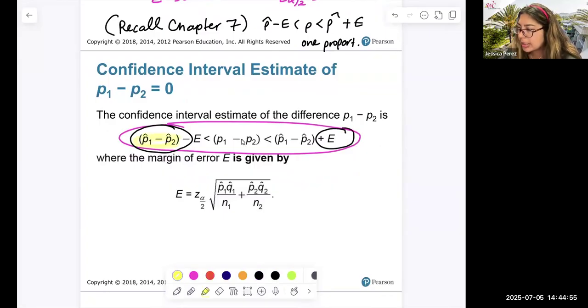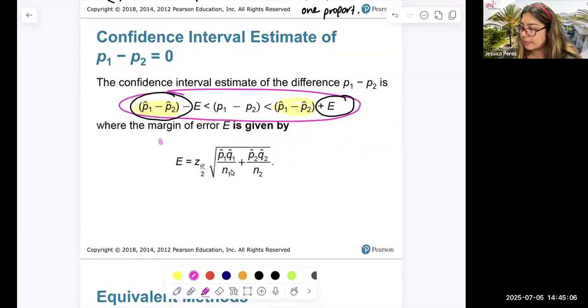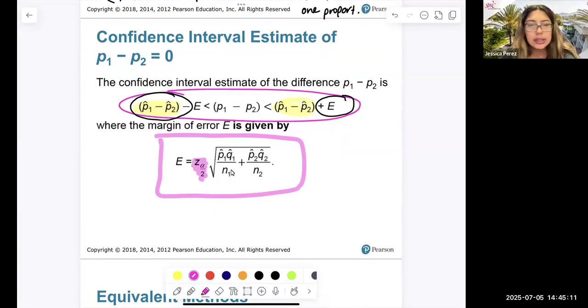Now you have P1 minus P2 and P1 hat minus P2 hat, and what we're doing is a confidence interval. Look at my margin of error. This margin of error is your critical Z-score times the square root of P1 hat Q1 hat over N1 plus P2 hat Q2 hat over N2. Again, we don't have to do this by hand. I can show you how to do that by hand. It's very nice.